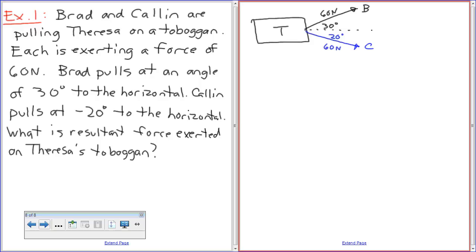I'm going to use Brad here at the top. There's a 60. Then I'm going to add Callan, which is in blue, down like this, which is also 60. And this is my resultant, going to go sort of like this. All right, so let's try and get some angles in here. I know that's going to be 30, and I know this is going to be 20. Let's try and rearrange him.